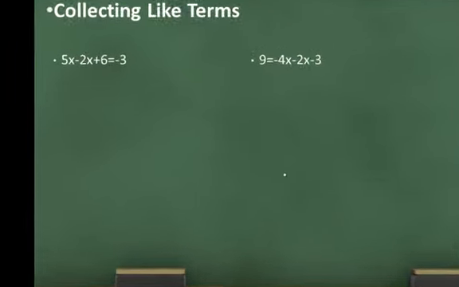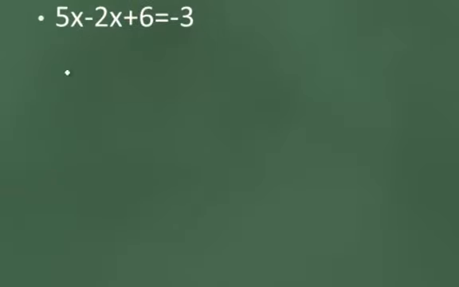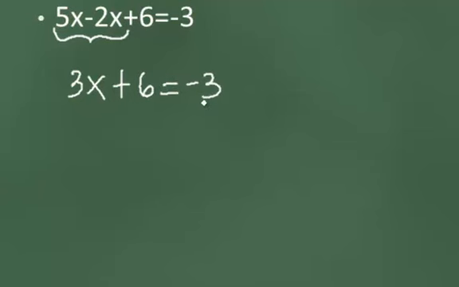The next case would be collecting like terms. So in this case, you have 5x minus 2x. These are both x's, so you can go ahead and put them together. 5x minus 2x is just 3x, and then you have the +6 because you didn't do anything with that, equals a -3. Now this is just a two-step equation that we just did.